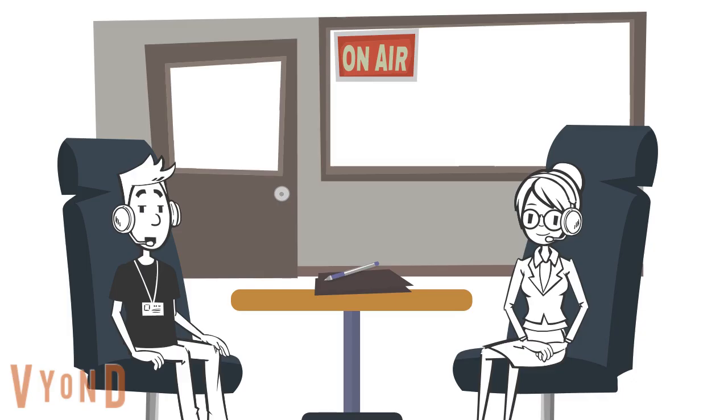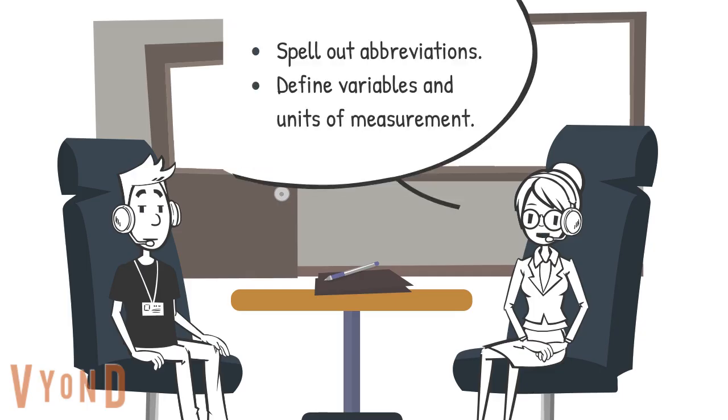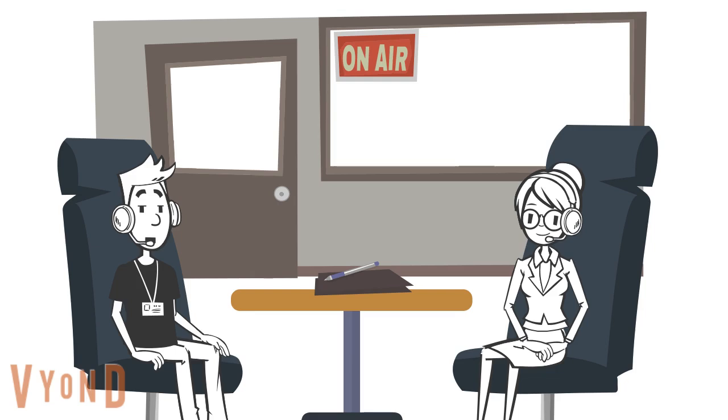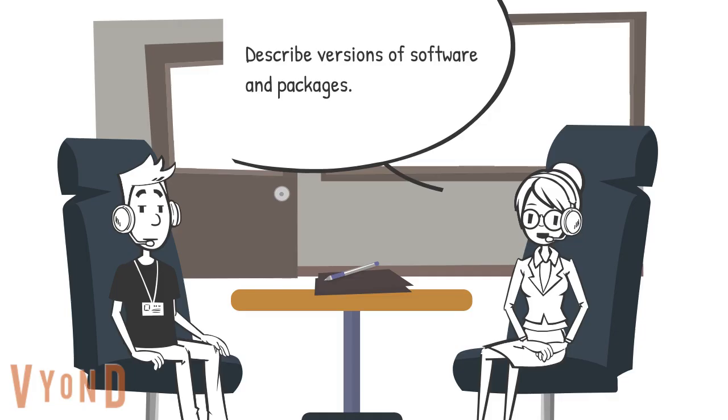Oh, that makes a ton of sense. It's like having a well-organized folder structure, right? Exactly. And remember, don't assume that everyone knows everything. Spell out those abbreviations, define variables and their units of measurement. So, I should include a data dictionary for my data. Right? And if you use the specific versions of software and packages for analysis, make sure to mention them so others can reproduce your work.